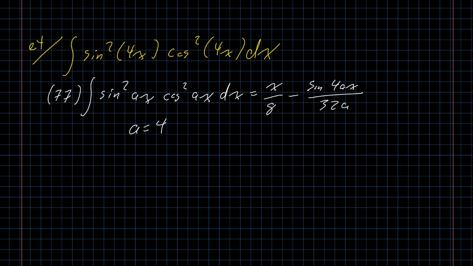As I'm writing out my solution here, it's going to turn out as x over 8 minus sine of 4 times 4x, which is sine of 16x, over 32 times 4, which is 128. And then the table that I'm using does not have a plus c, so I will add that plus c on my own.